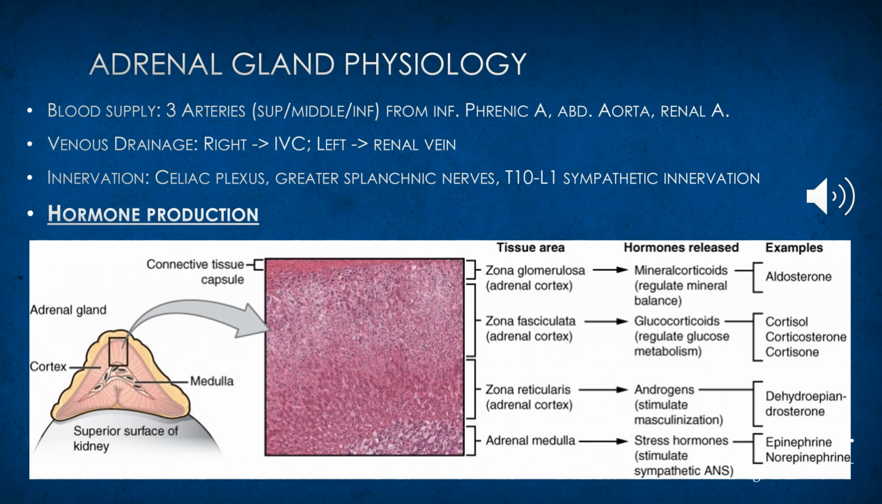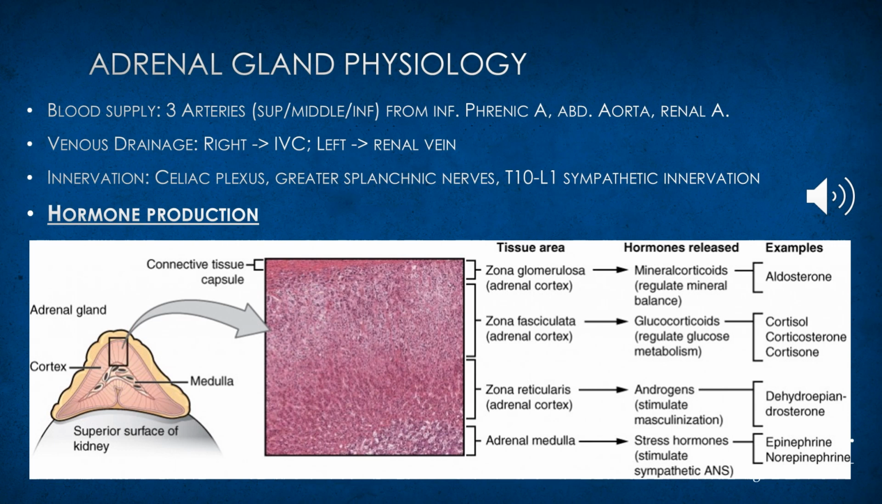For venous drainage on the right side, the adrenal veins drain directly into the IVC. On the left side, the adrenal veins first enter the renal vein and then the IVC. Innervation comes from the celiac plexus, from the greater splanchnic nerves, and the sympathetic innervation comes from the spinal segments T10 to L1.